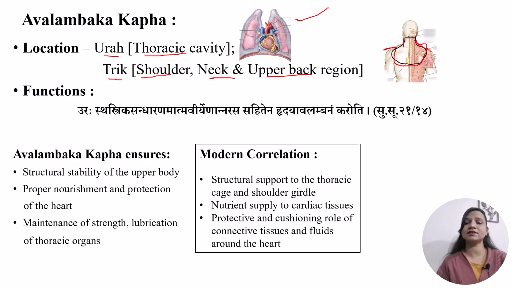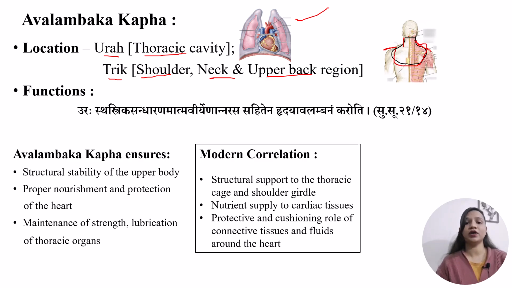We have already discussed in the previous lecture what the functions of Kapha in the thoracic cavity are, and how we can understand that Kapha dosh is located in the thoracic cavity, with a biological explanation. And in Trik region, meaning shoulder, neck and upper back region, the Kapha gives stabilizing and nourishing effects. It provides support and firmness to this area. That's why it is called the region for Avalambaka Kapha.